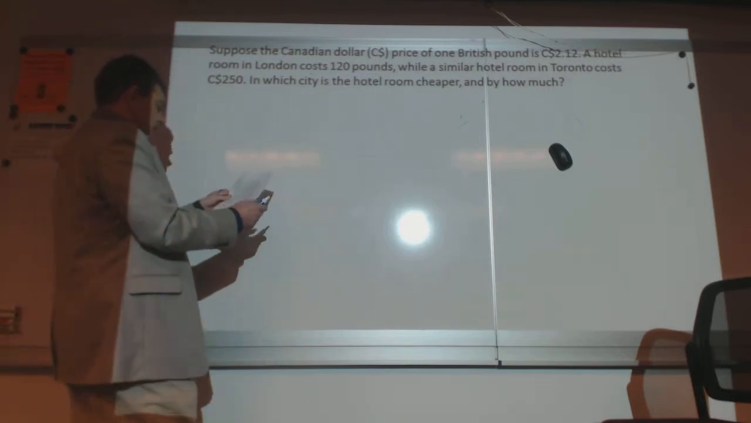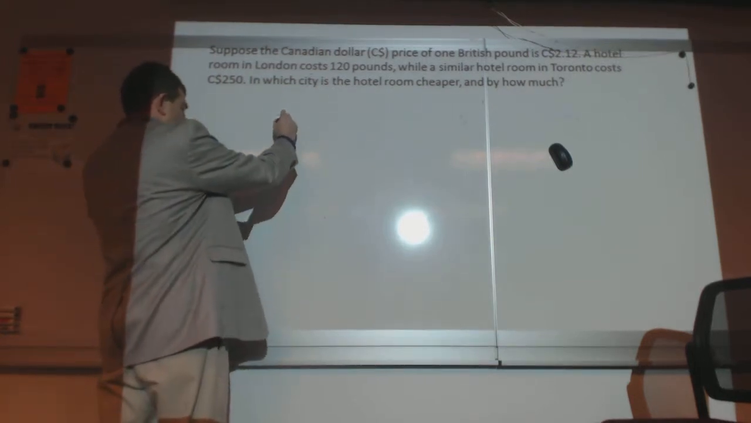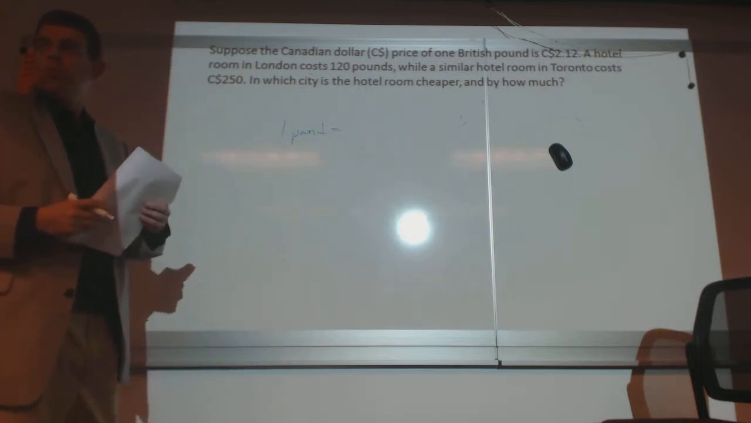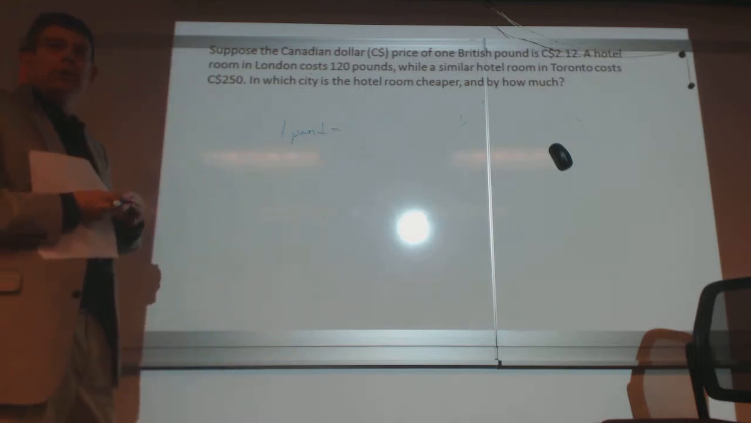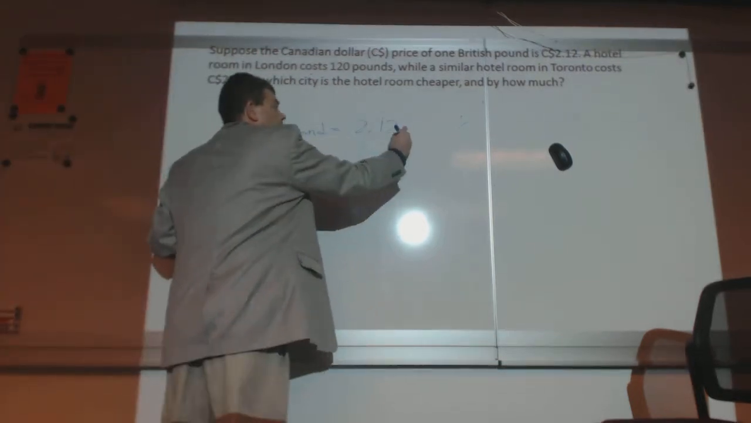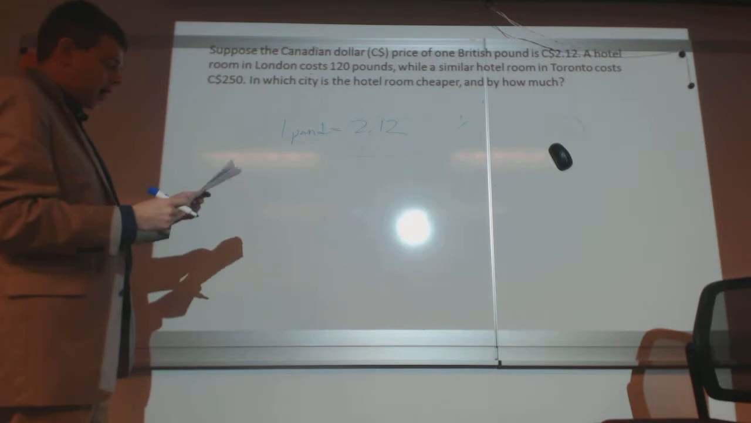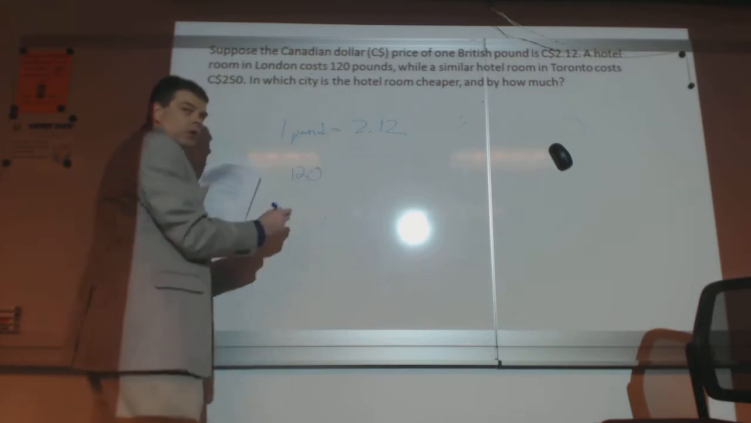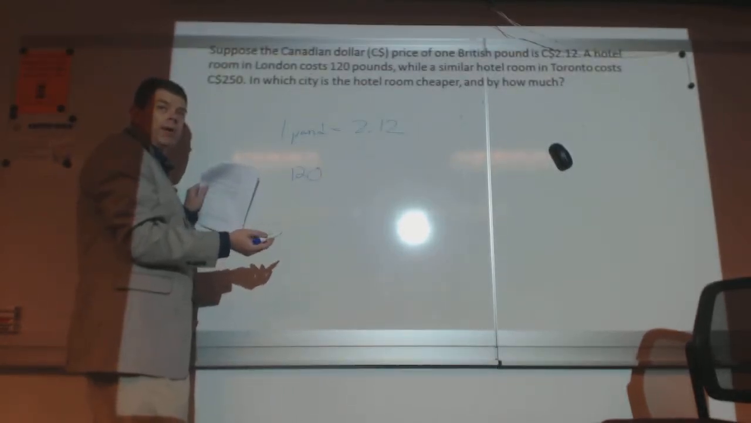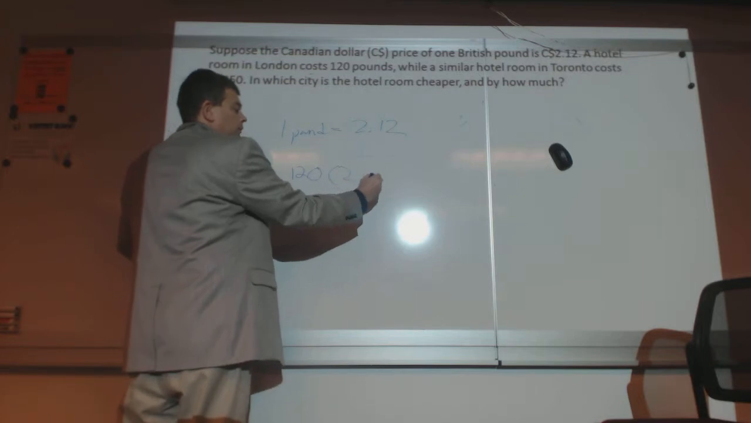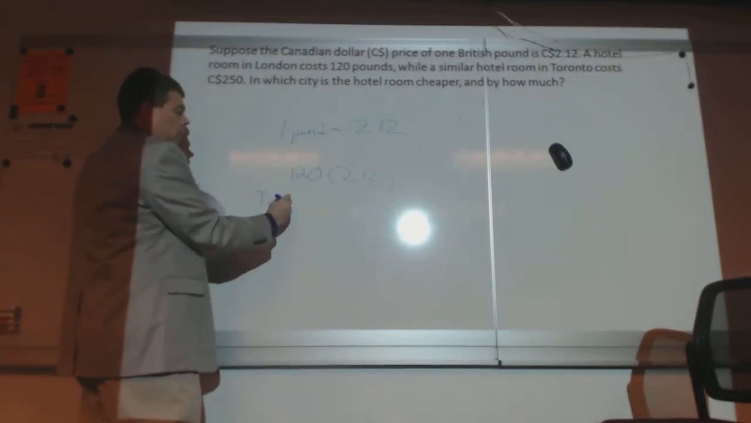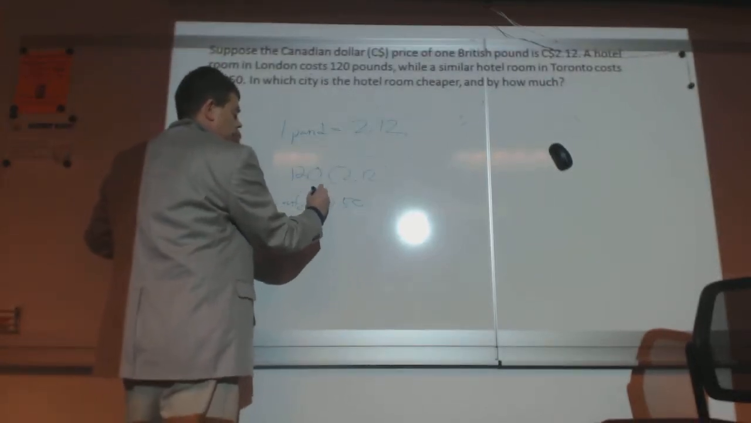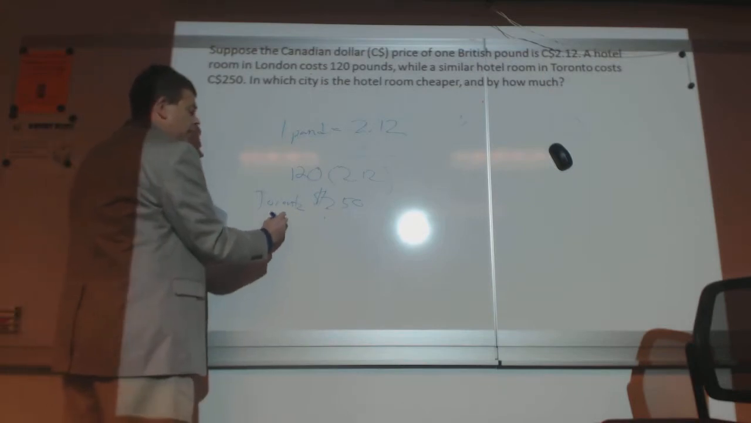We know that 1 British pound is equal to what? What is a British pound equal to in Canadian dollars? 2.12. Right, 2.12. So let's convert the London hotel. If the London hotel was 120 pounds, we would do what? We would multiply it by what? 2.12. So the hotel in Toronto, we know, is 250 Canadian. What does the hotel in London cost?